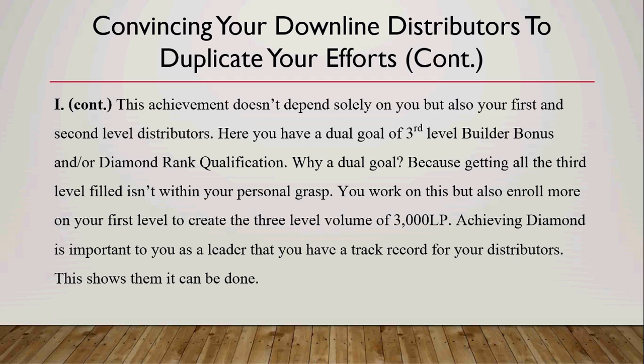So, achieving Diamond is important to you as a leader, because then that creates a track record for your distributors to look up to. This shows them that it can be done. This shows them the possibilities of what this pay structure can offer, the possibilities of them achieving, the possibilities of them going above and beyond. That's what this does when you achieve Diamond. It encourages your leaders and encourages the rest of your group. When they've seen you go from one step to the next, it encourages them to know that they can do it as well.